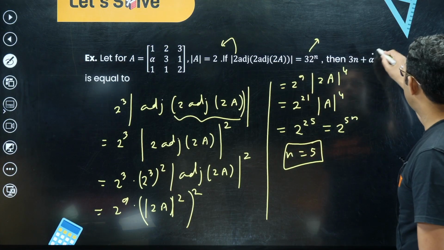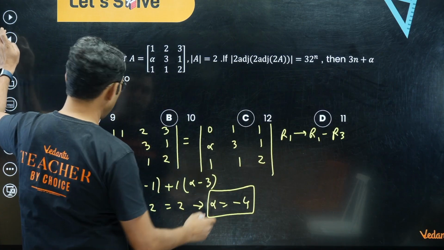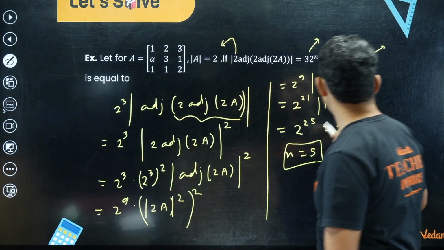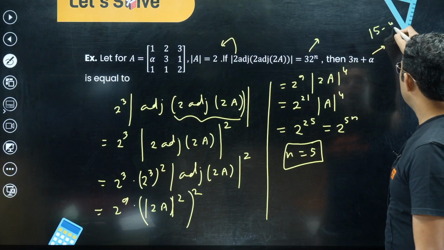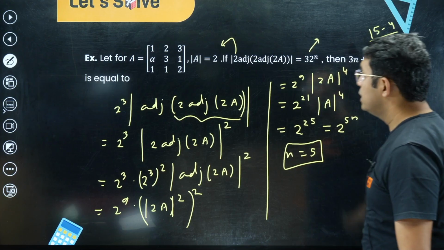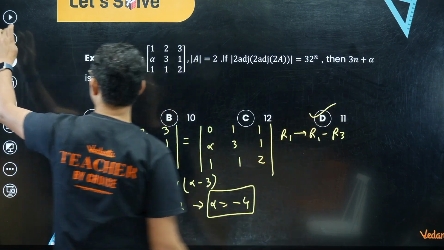We have found alpha being minus 4, and n is 5, so this will be equal to 15 minus 4, that is 11. So for this question the answer will be D.